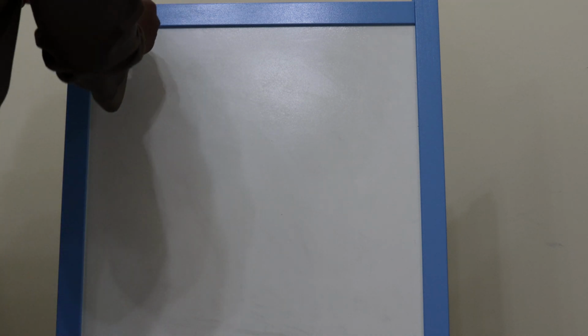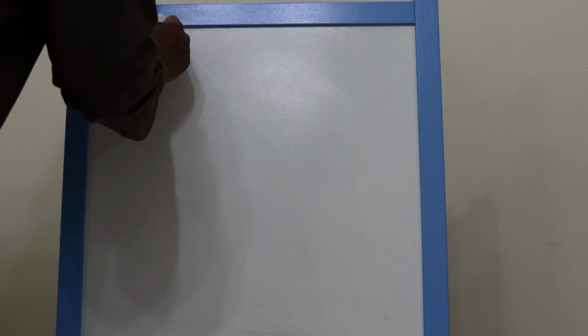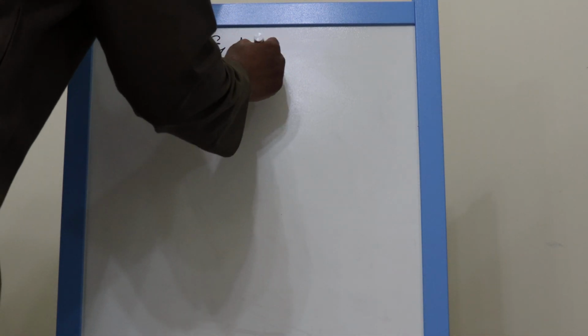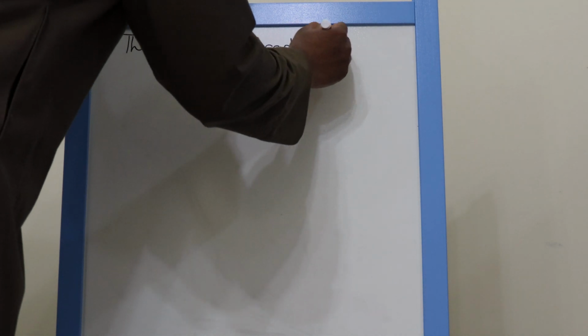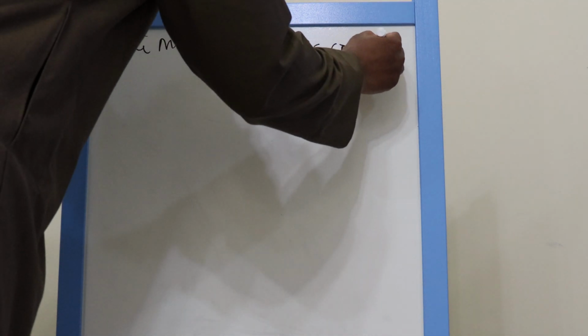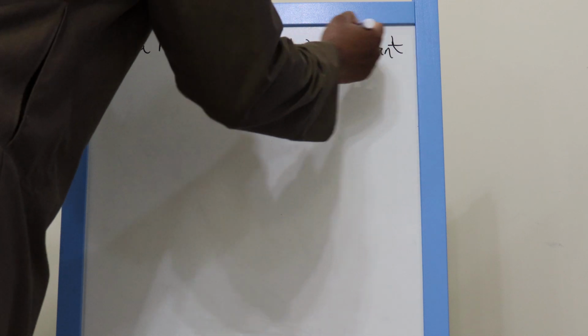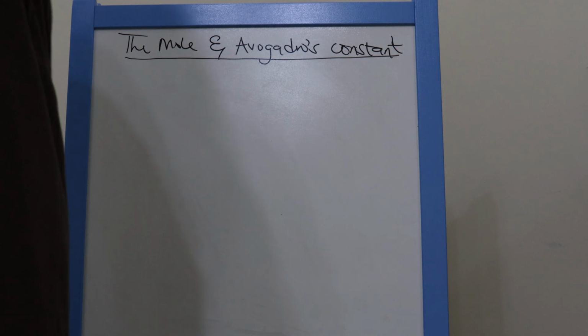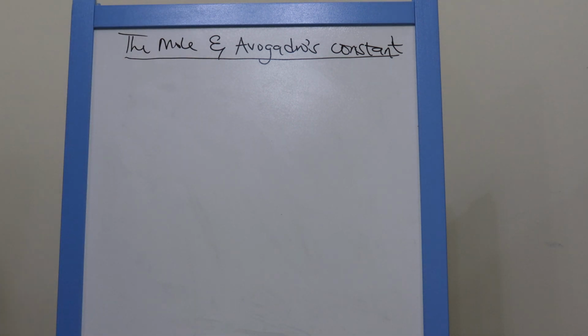Today we are going to continue where we left off the last time, and we are going to treat a topic called the mole and Avogadro's constant. That is what we are going to treat today.